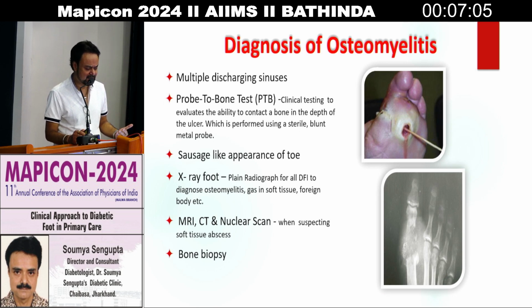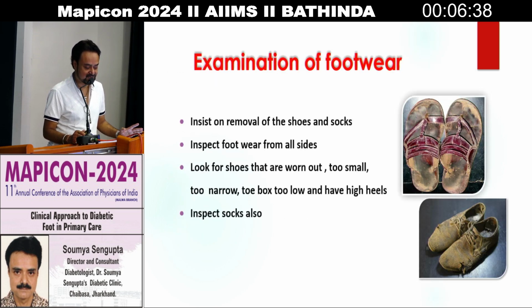Diagnosis of osteomyelitis: usually there is a sausage-like appearance of the toe. Probe to bone test, the clinical testing with the help of a blunt probe. When you introduce it, you have that gritty feeling. And of course, X-ray, a plain radiograph. If you have any suspicion, go for a plain radiograph. It will tell you the diagnosis of osteomyelitis. And MRI, CT, these are the other modalities, usually not done in the primary healthcare setting.